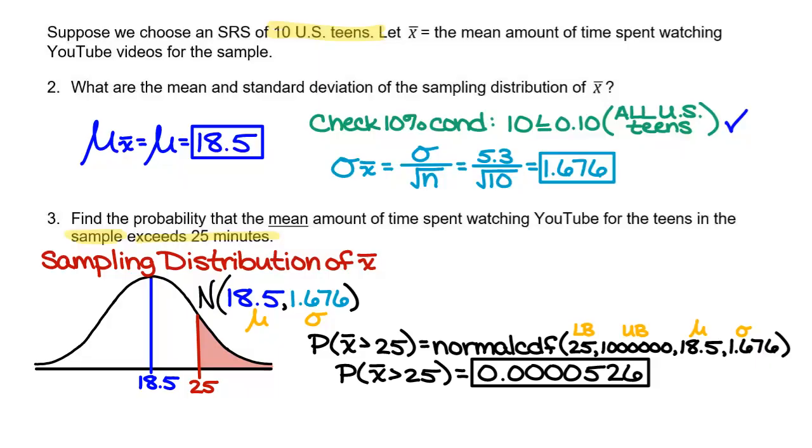So what changed between number 1 and number 3? It got a lot smaller. Number 1, we said, what's the probability of picking out a single person that watches YouTube for more than 25 minutes? We came up with about 11%. This is, what is the probability of taking a random sample of 5 and averaging all their times and coming up with an average that's more than 25 minutes? Now we have a much smaller probability.